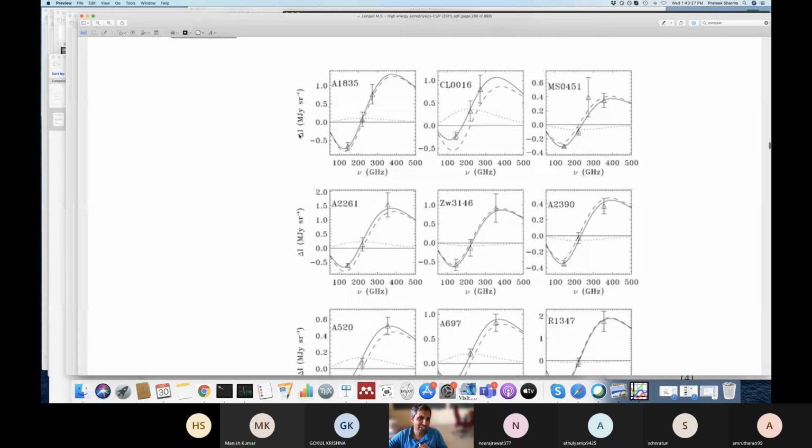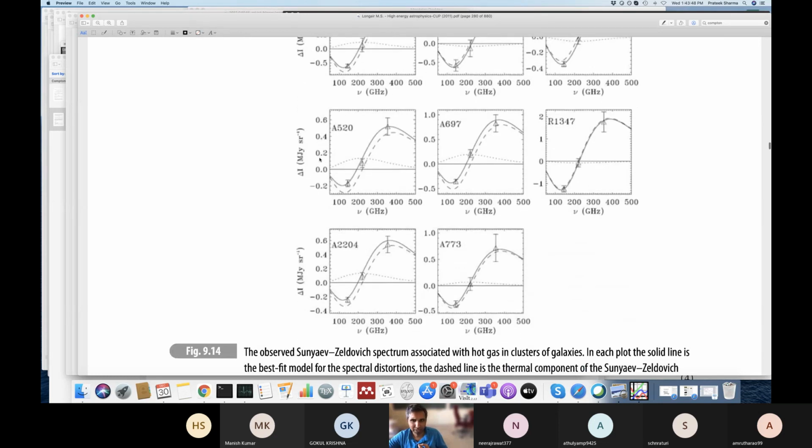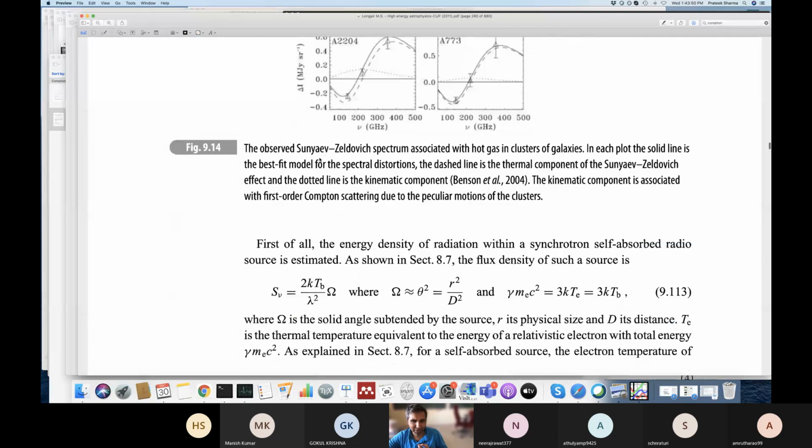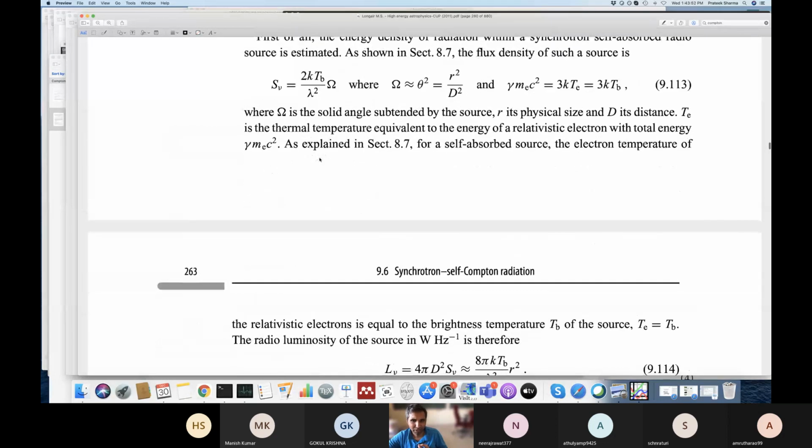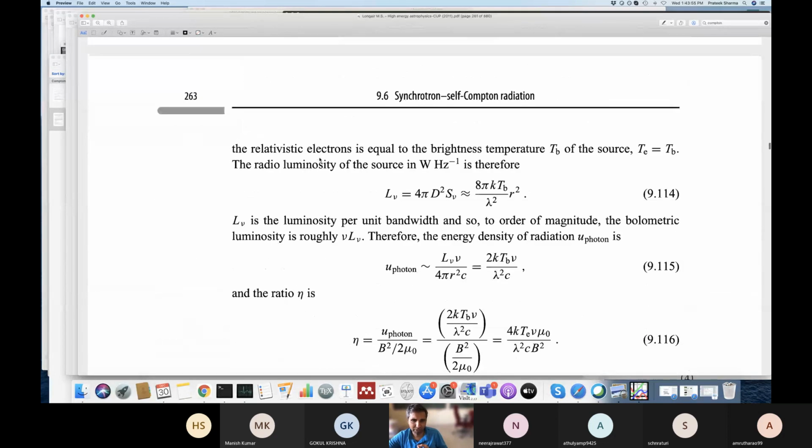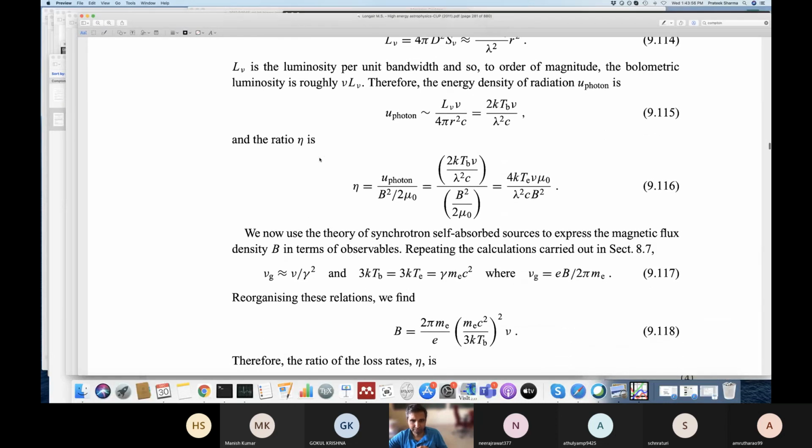This is change in intensity, and the magnitude of this change is actually 10 to the minus 3, 10 to the minus 4, which has to be true because we calculated the Compton-y to be 10 to the minus 3, 10 to the minus 4. It has not been divided by I. The change is given in megajansky per steradian. But the idea is that this is the application of inverse Compton scattering.